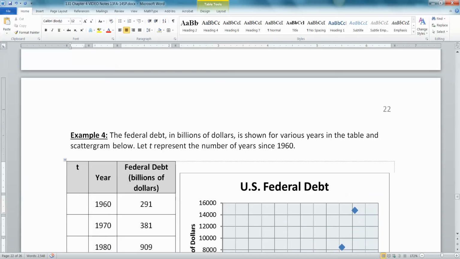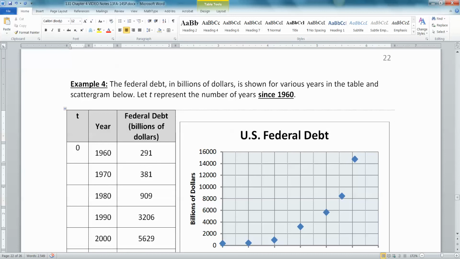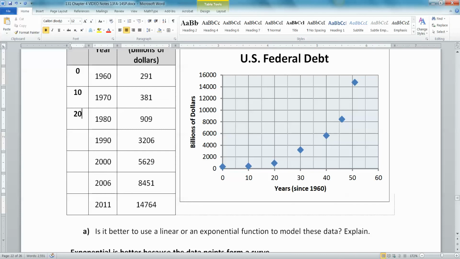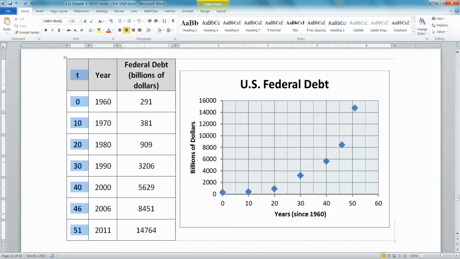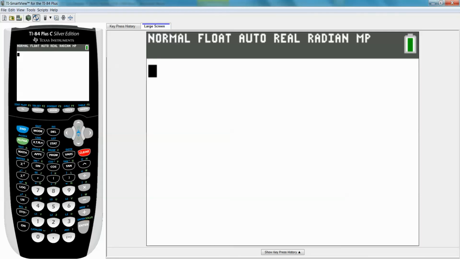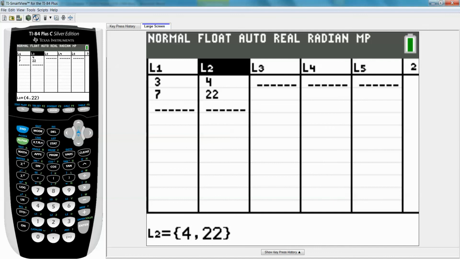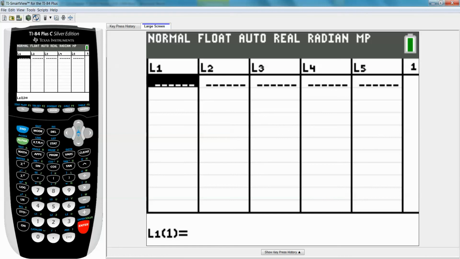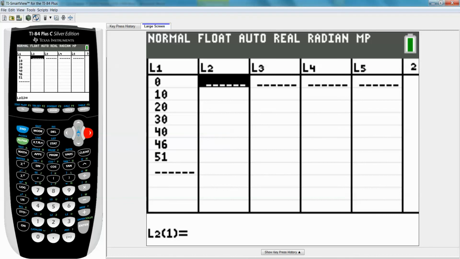So it's since 1960. They give us a starter year right here, since 1960. So we're going to have to figure these out. So this is 0. This is 10. Let me bold these. 0, 10, 20, 30, 40, 46, 51. All right, so now we're going to put this column of t values and this column of y values in our calculators. So let me clear all that out. Stat, edit, go up and press clear, go over and up and press clear. We want 0, 10, 20, 30, 40, 46, 51. And then over here we want 291, 381, 909.